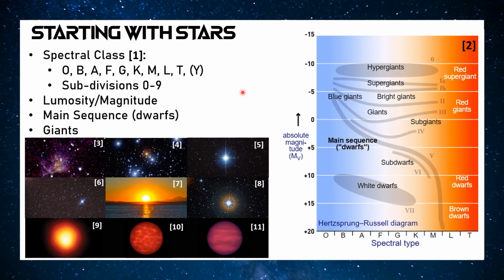Now, just to give you an example of each spectral type, I have shown them here. Number 3 here is HD 269810, an O-class star. There's the Jewel Box cluster here, which are B-type stars. This is Vega, an A-type star. This is Canopus, an F-type star. Our Sun, which is a G star. Sigma Draconis, a K star. Betelgeuse is an M star, and then these are conceptual images of an L-type dwarf and a T-type dwarf.